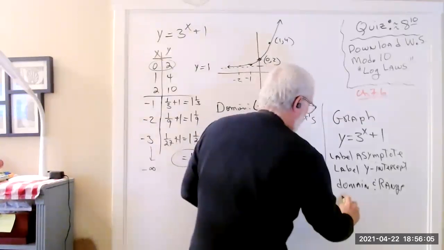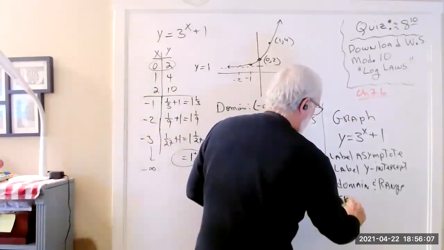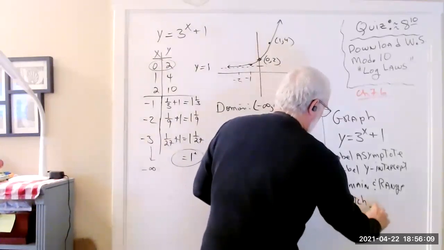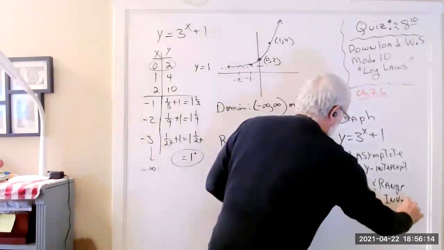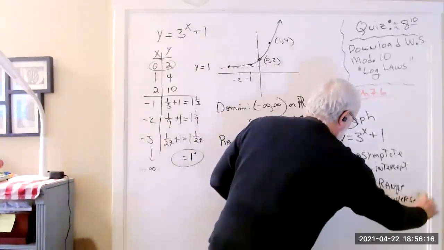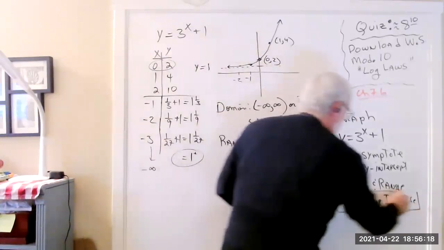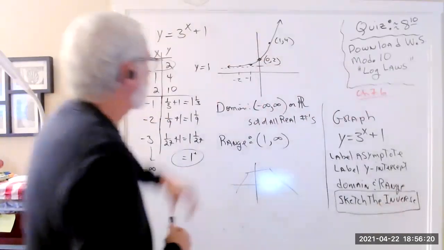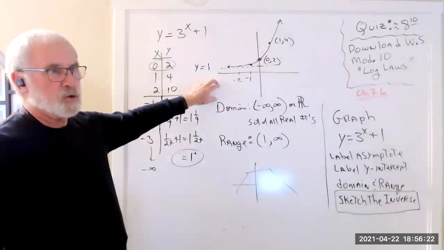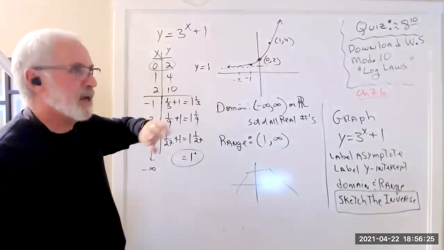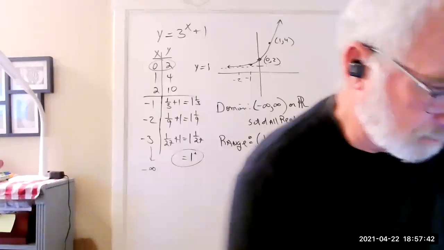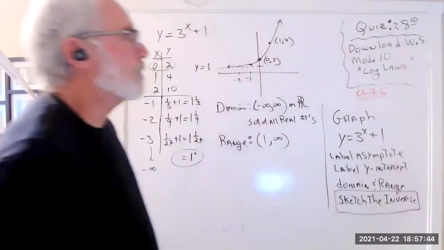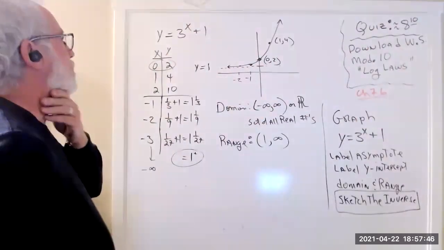So what I want you to do on this problem is sketch the inverse. And see if you can. Think about it. I'm going to do it on the same grid. You may want to do it on a separate piece of paper in case you screw up. But we'll pause while you think about it. Okay, so here we go.